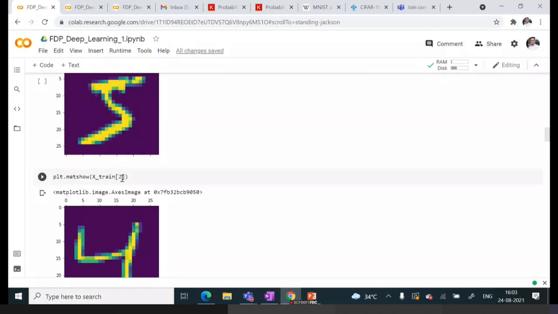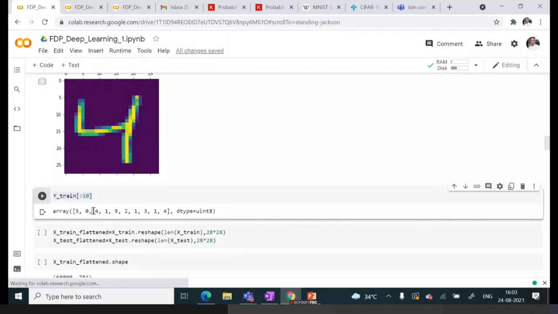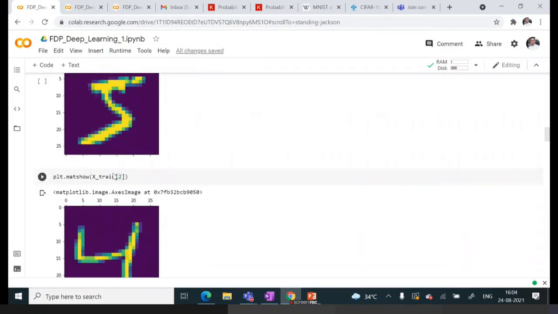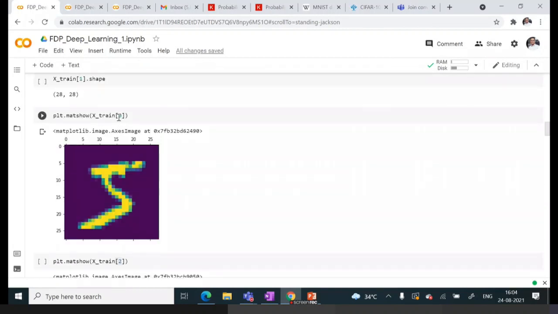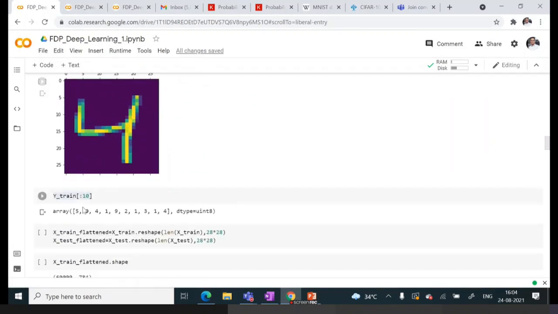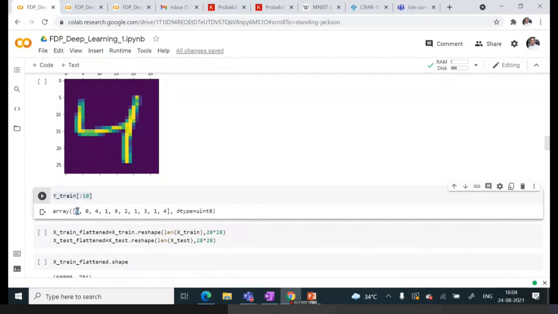I have printed the second image, and here you can check, the index value 2 corresponds to 4. The label of this image is 4. That means it's correct. Similarly, you can verify here: the very first image, index 0, is 5, and you can check the corresponding label value is 5 here also.